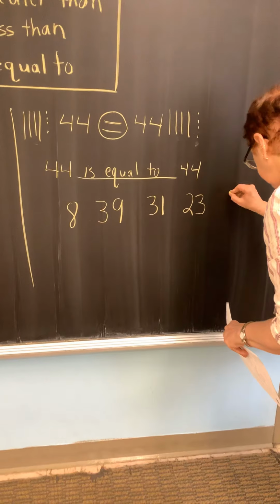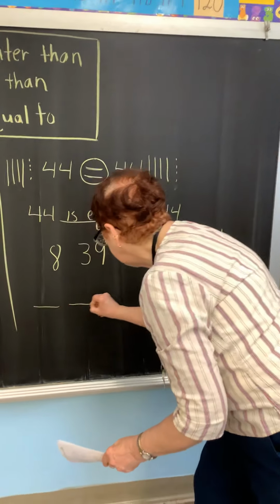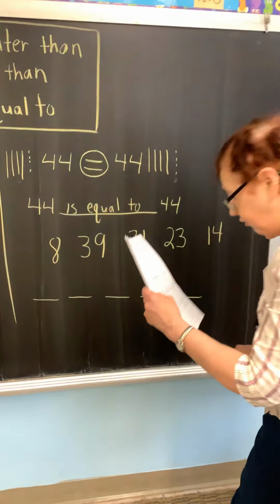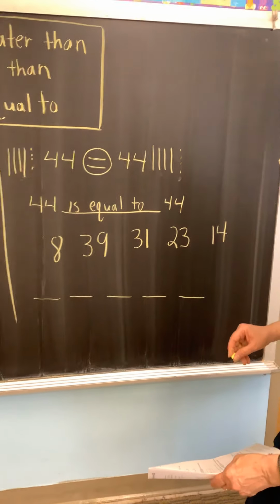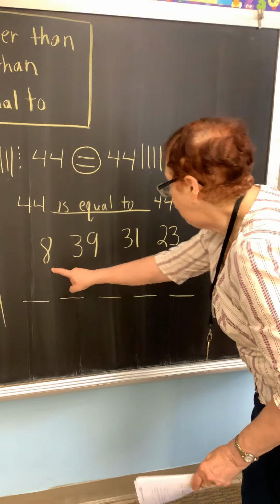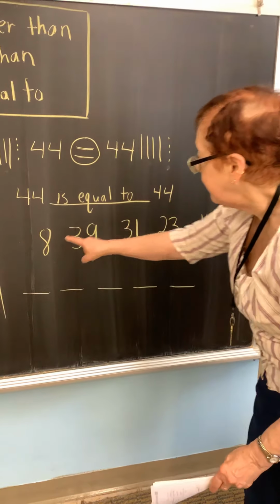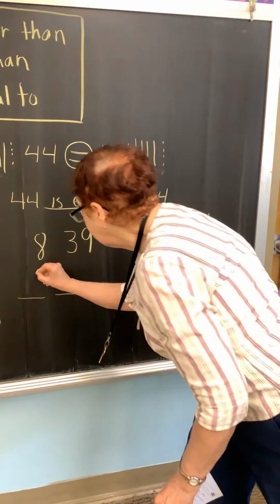And let's see. Okay, so they're going to have 5 lines. 1, 2, 3, 4, 5. So if it said least to greatest, that means you're going to start with the little one. So look, no tens, 3 tens, 3 tens, 2 tens, 1 ten. This has no tens. So you're going to write that first.